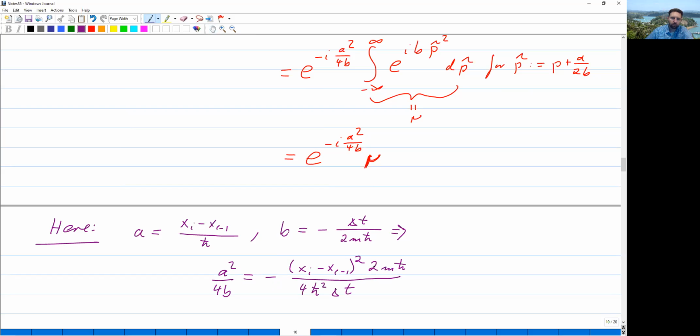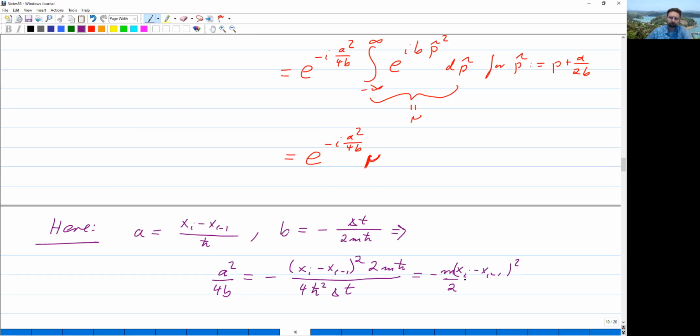Of course, the 2 cancels with the 4 to give a 1/2. This h bar cancels this. Okay, so it's a minus xi minus xi minus 1, and that's squared. And then we have here an m. We have an m, and we have a 1/2, 2 divided by 4.